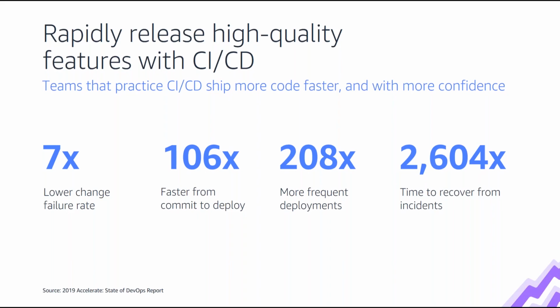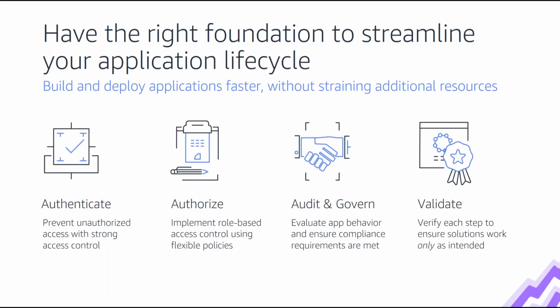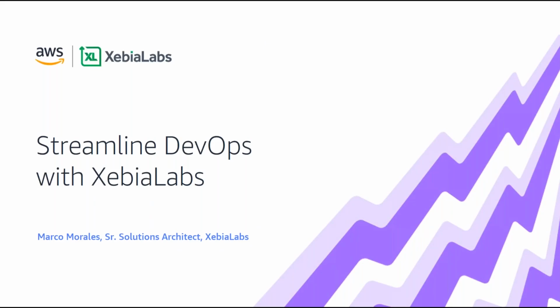To customers, speed and capabilities matter a lot. The AWS Cloud has the building blocks to streamline your application development lifecycle. We have a robust set of capabilities and features from authentication, authorization, audit and governance, to validation. So with that being said, I'm going to hand this over to Marco, who's going to talk about how XebiaLabs is helping customers transform their organizations from traditional development lifecycles to a modern application with quicker and more frequent iteration and deployments. Thank you, James.